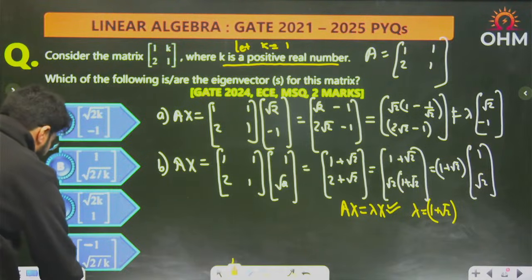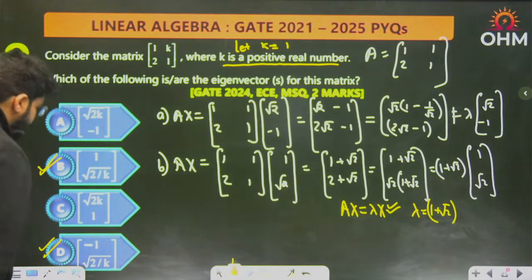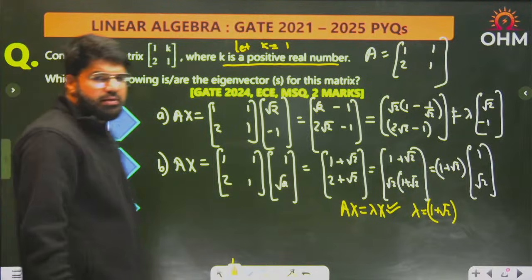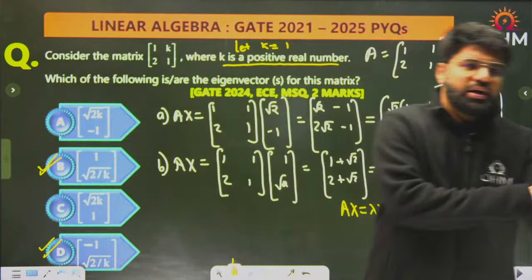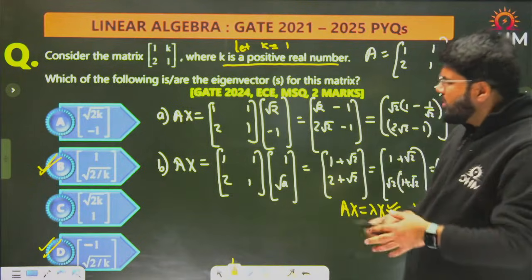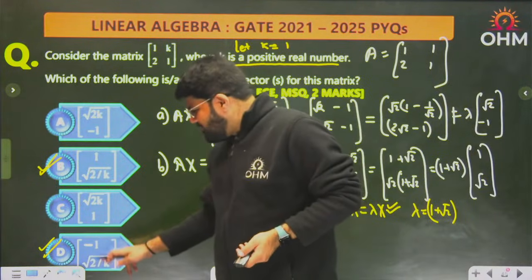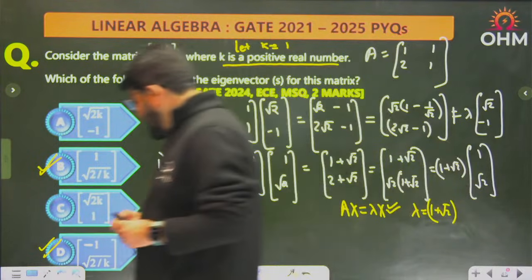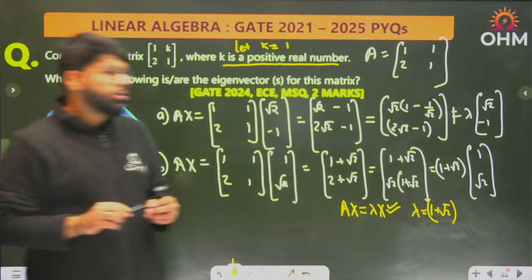So the D answer is correct, the B answer is correct. 1 and root 2 by k, minus 1 and root 2 by k, B and D. Yes, D is also correct. There was a typo error; one of them would be given as minus, but anyways both will satisfy. X or minus X, both will satisfy. That is what it is.